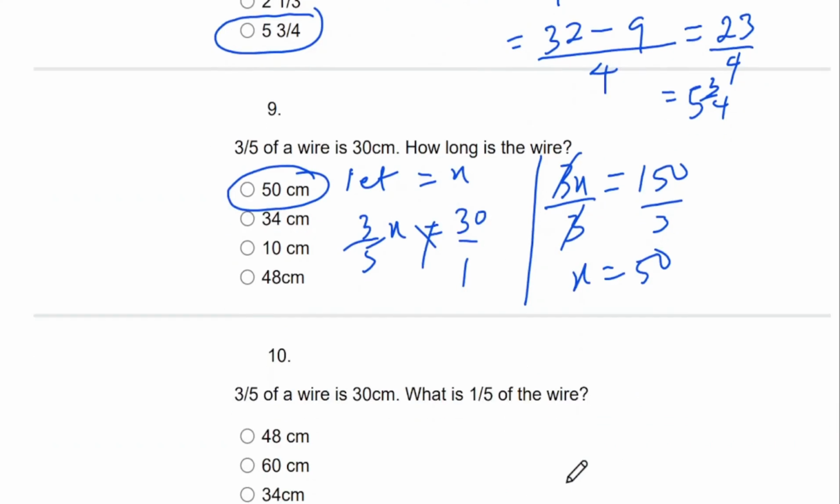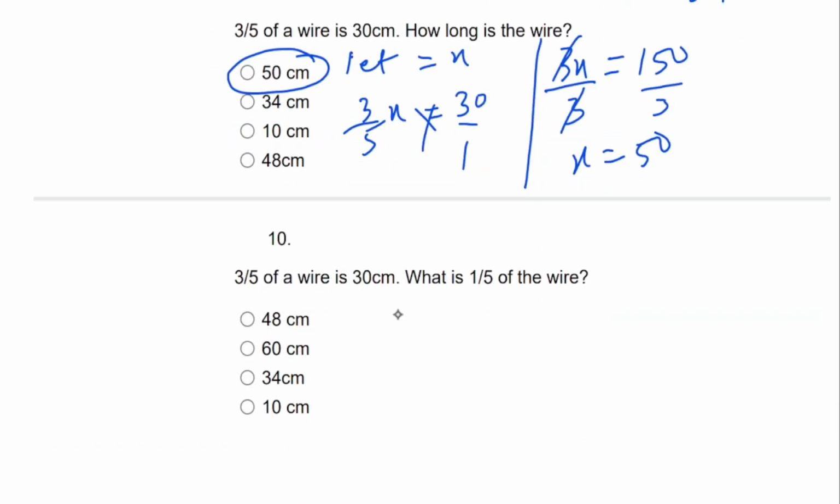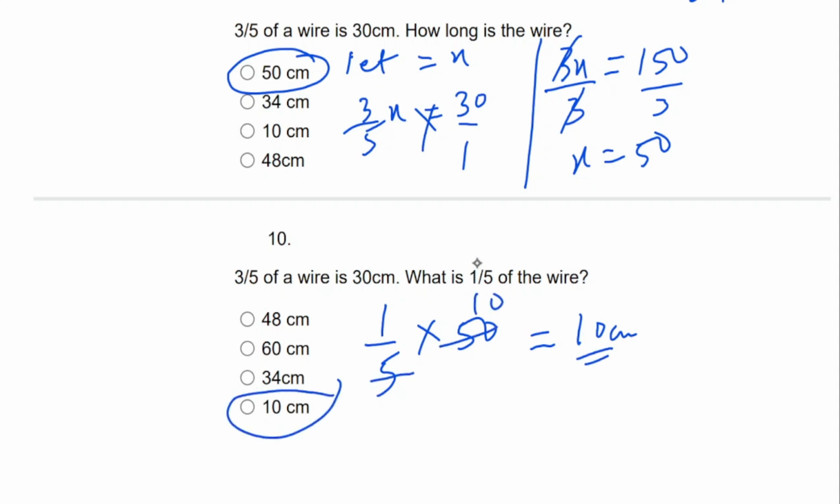So what is 1 over 5 of the wire? Since we have known the length of the wire, that's going to be 1 over 5 times 50. So that's going to be 10 centimeters. 5 here and 5 here, 10. So that is it on this correction.